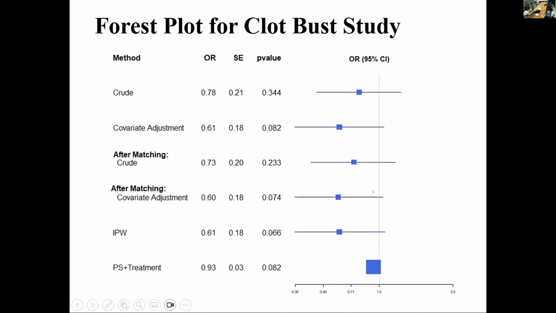All these methods suggested that there is a trend towards significance, however, the upper limit touches the vertical null hypothesis line and therefore it is not significant. Similarly, this is what is happening here also. It tells us that the overlap suggested that there's no need for PSA. This is the crude one. We can stop with that.